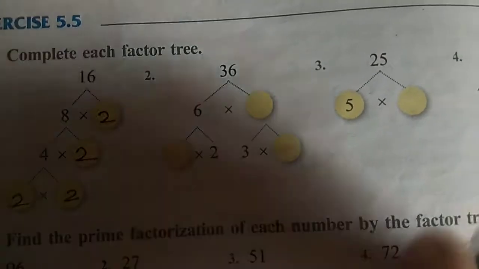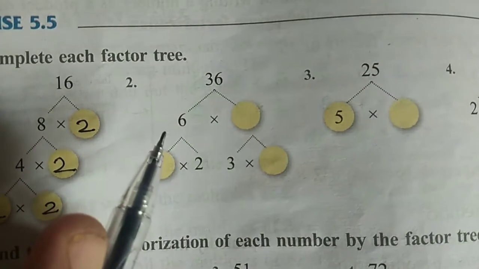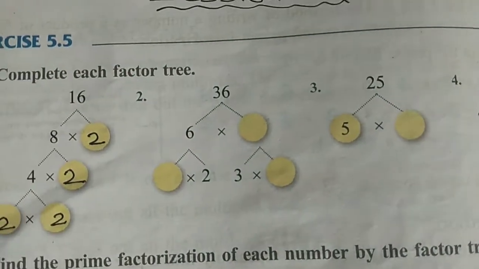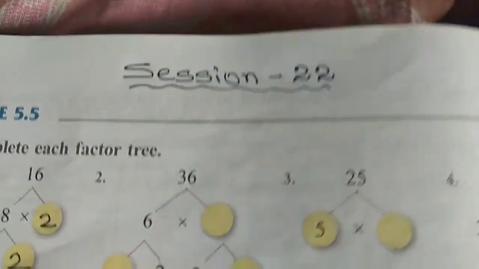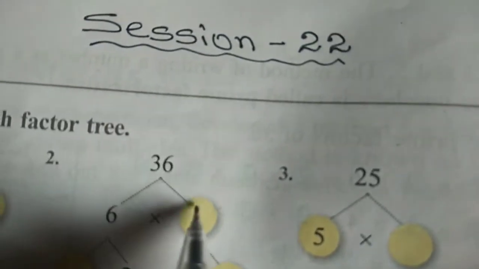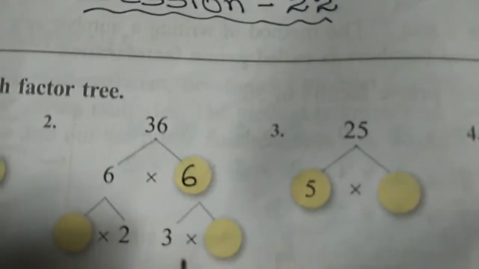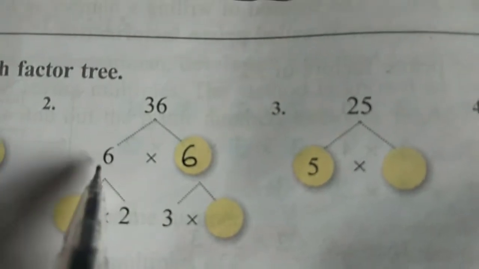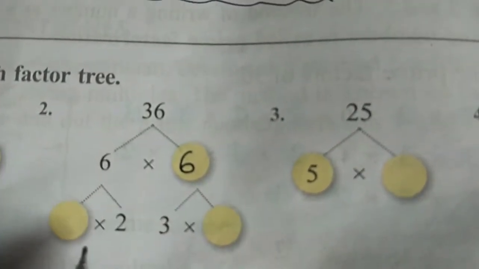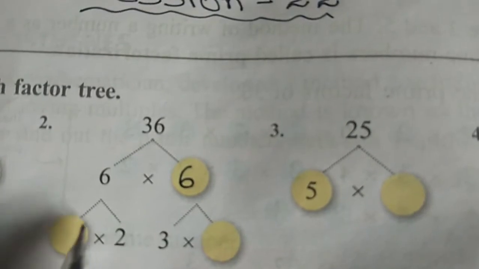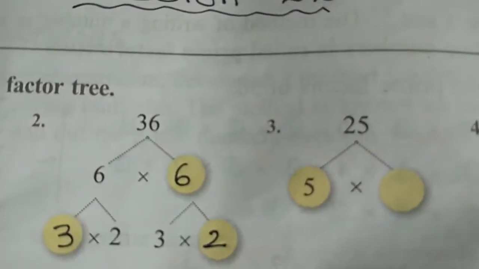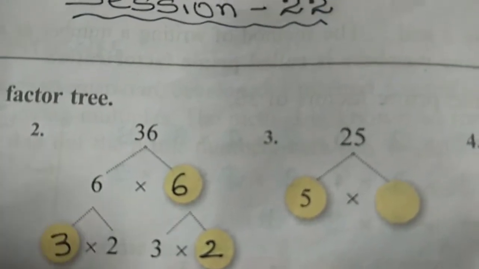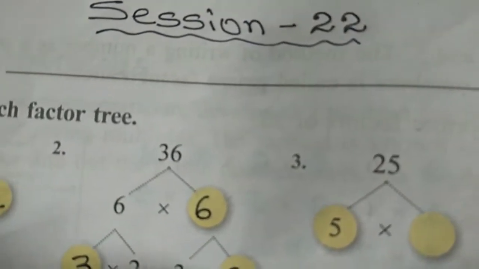Okay children? Now here 36 they have given, and they have given 6. If you say the 6th table, what will come, children? 6 6s are 36. And what have they given? See, 2 6s is there, so they have split here. So we say 3 2s are 6, and here 3 2s are 6. And see, this is also a prime number, this also a prime number.